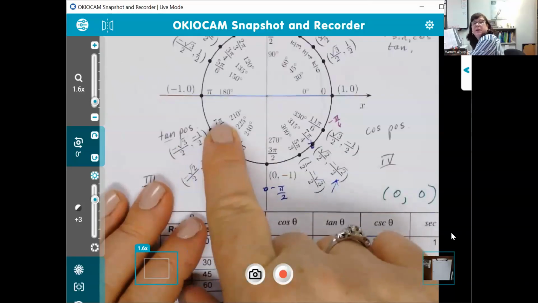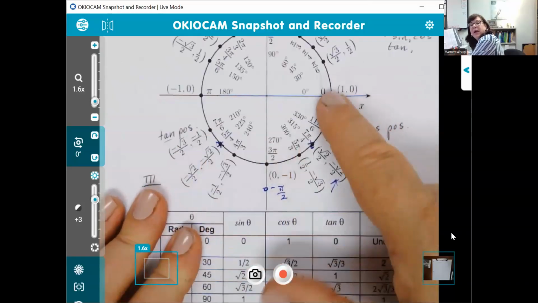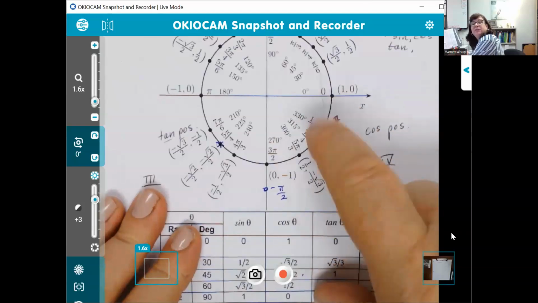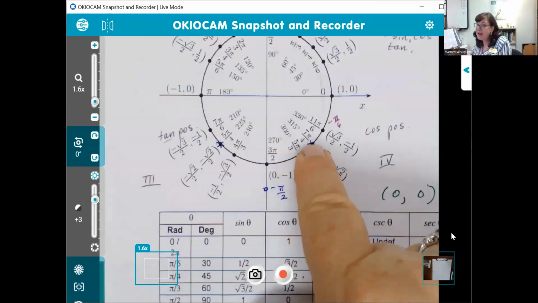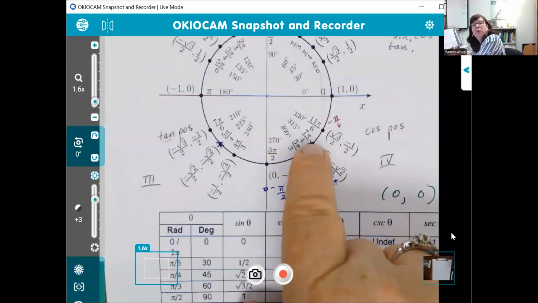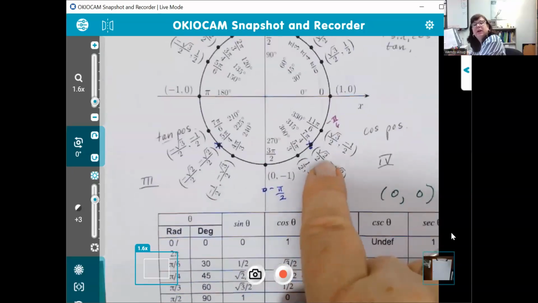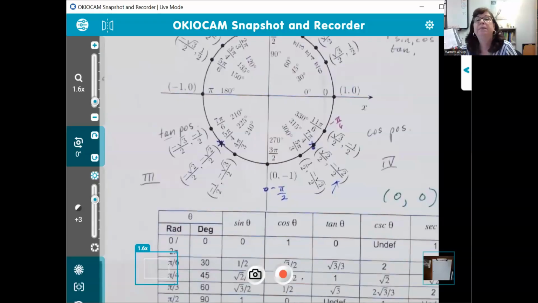Well, we don't want that one. We want this one. But we don't want it as 7 pi over 4. We want to count backwards in the negative direction. So that is negative pi over 4. So then the question for me was, well, what is the cosine at negative pi over 4? Well, looky. It's √2 over 2. Not a terrible problem.